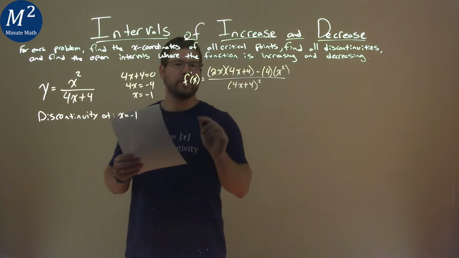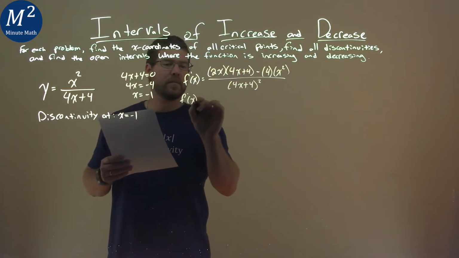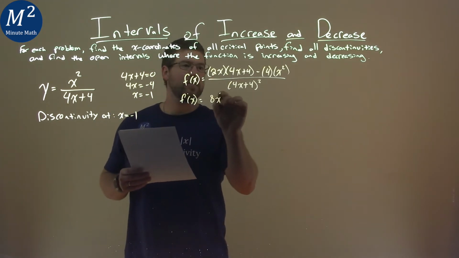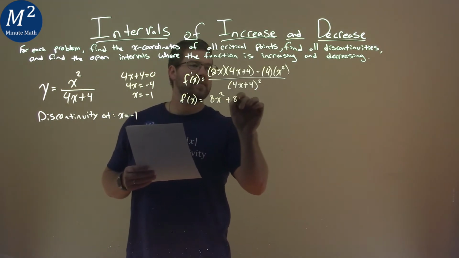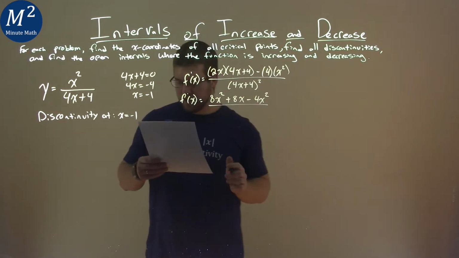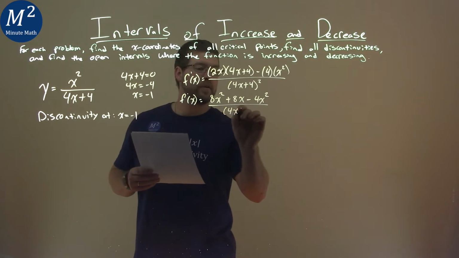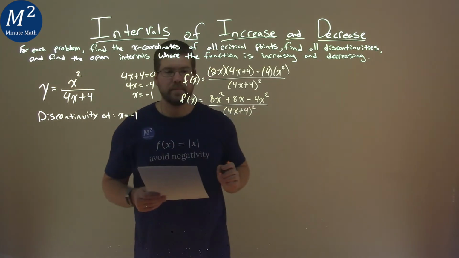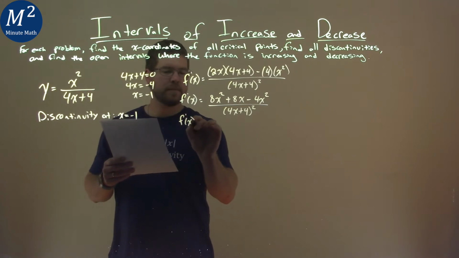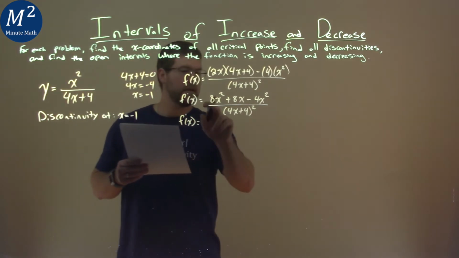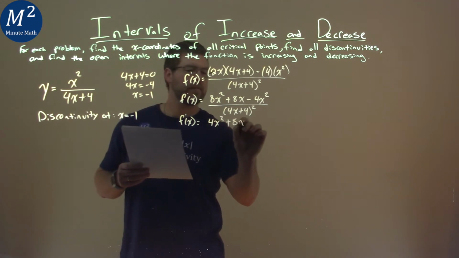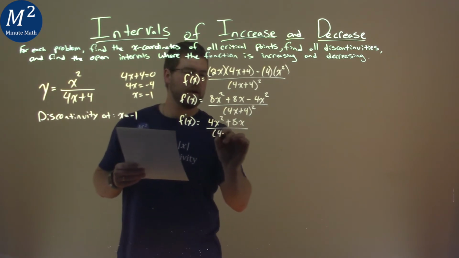From there, we're going to simplify some things. So we have f prime of x here, numerator multiplied out. 2x times 4x is 8x squared. 2x times 4 is 8x, minus 4x squared, all over 4x plus 4 all squared. From there, let's simplify a little more. The numerator gets simplified. 8x squared minus 4x squared is 4x squared plus 8x, over the denominator 4x plus 4 all squared.